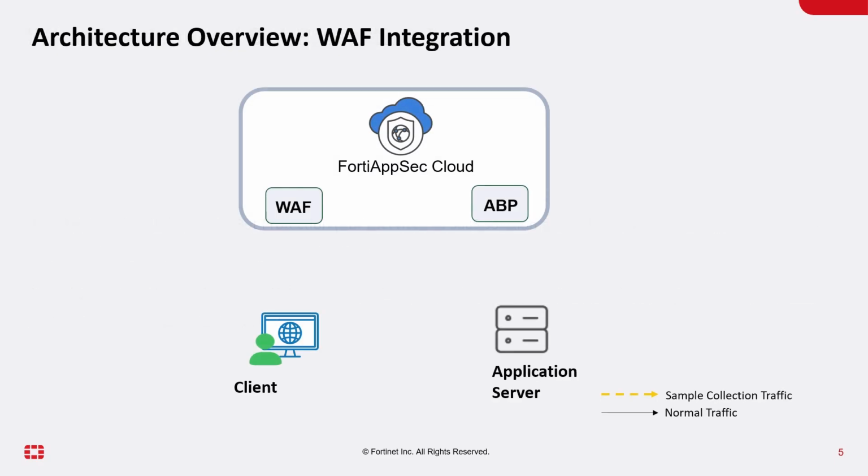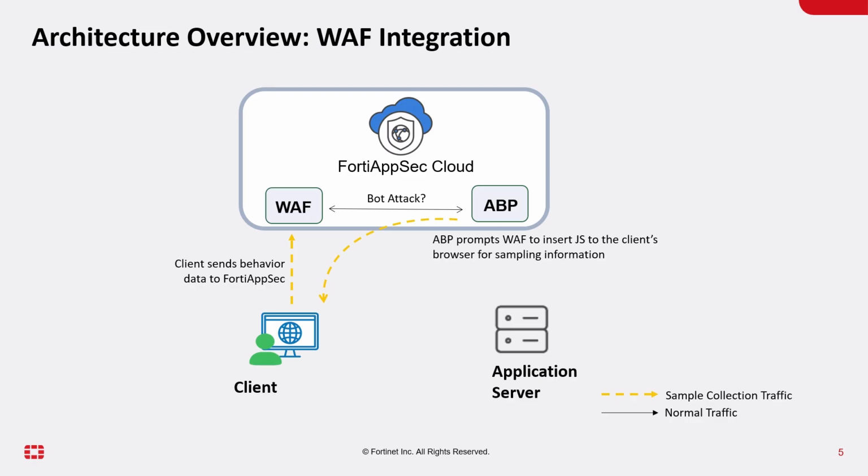When Advanced Bot Protection, or ABP, is used with a FortiAppSec Cloud WAF application, ABP prompts WAF to inject JavaScript to the client's browser for sampling information. The Cloud WAF analyzes each request and provides ABP with traffic fingerprints and telemetry data. ABP evaluates these signals using its machine learning models and threat intelligence to classify the activity as human or automated.